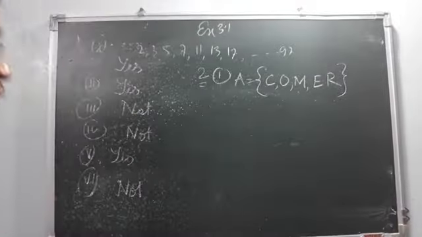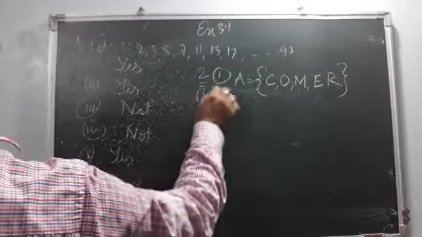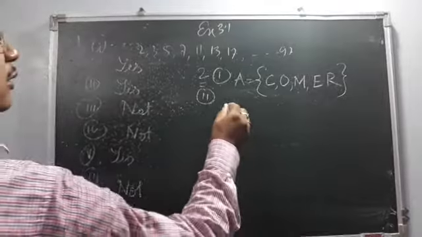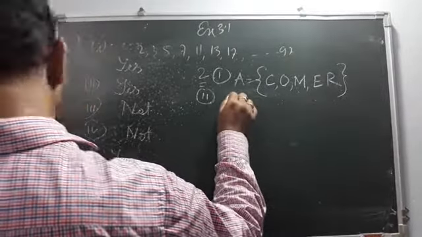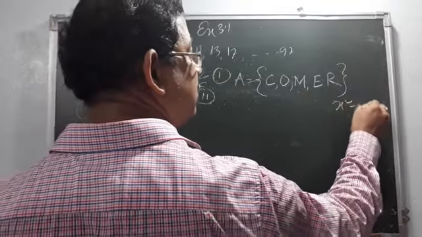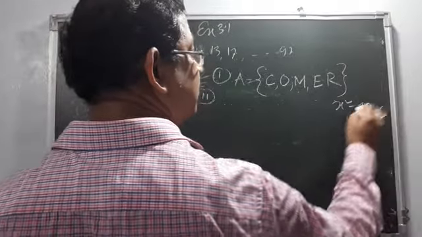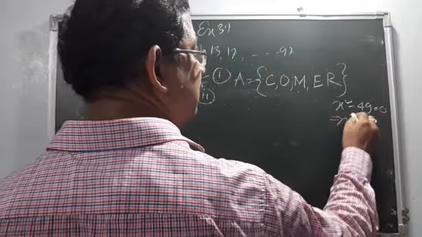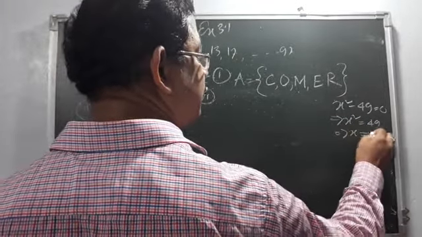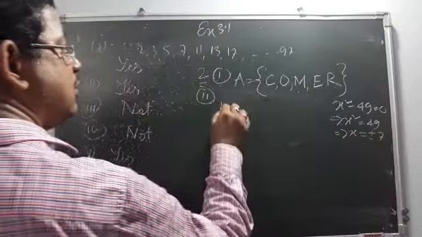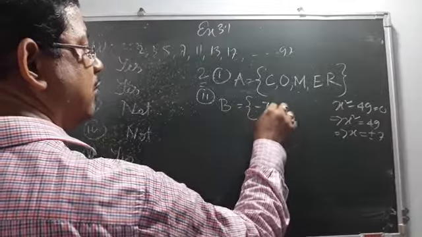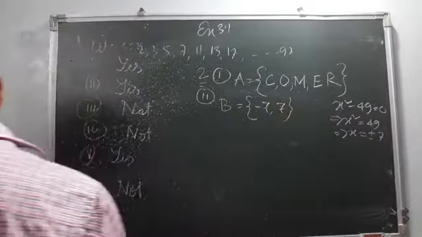Now question number 2: x is a real number and x square minus 49 is equal to 0. This means x square is 49, so x is plus or minus 7. So our set which contains all the real values is minus 7 and plus 7. That is the answer.